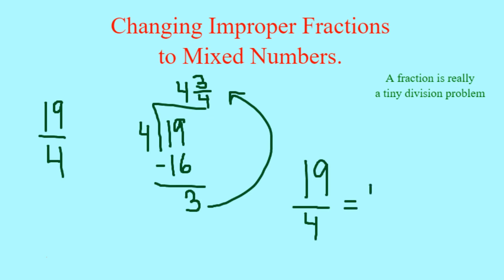So if you need to change an improper fraction to a mixed number, you're just going to take your improper fraction, like 19/4. Anytime there's a higher numerator than denominator, it's an improper fraction. Do your little division problem, and you'll end up with a whole number, and then your leftovers is how many of that fraction are left over. That's your remainder.